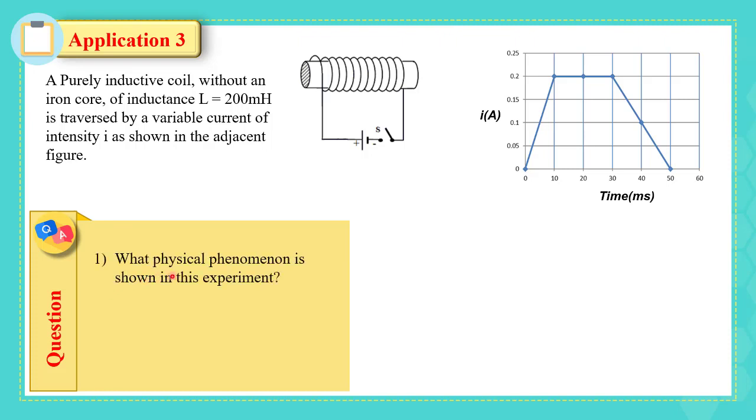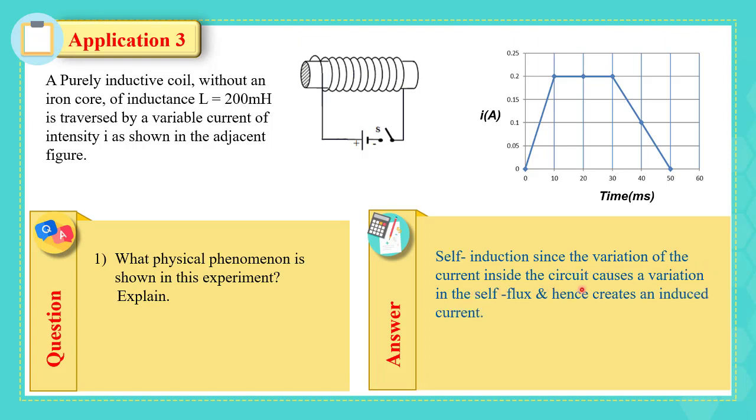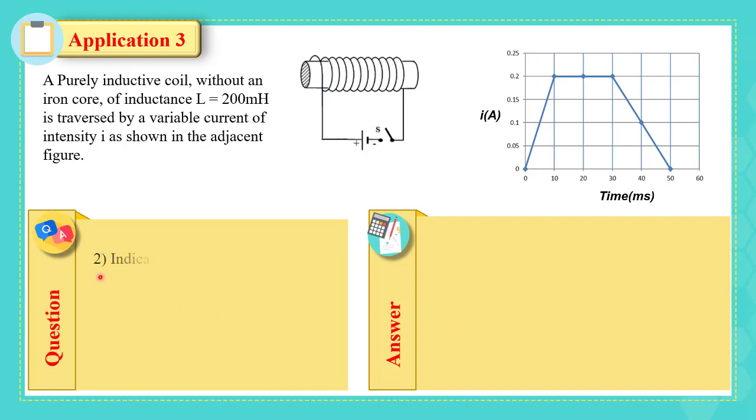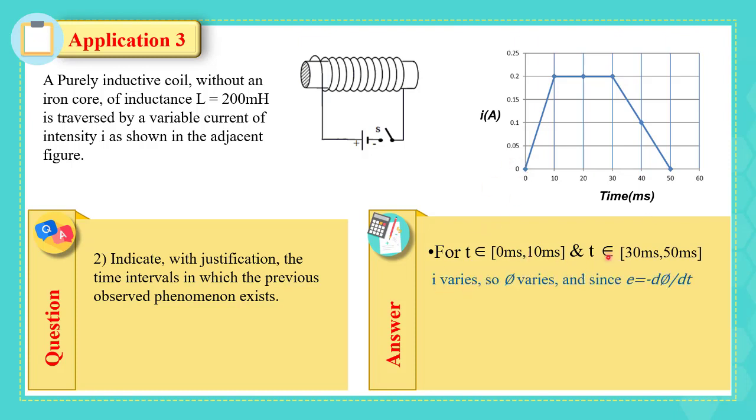Part 1. What physical phenomenon is shown in this experiment? Of course, the answer is self-induction, since the variation of the current inside the circuit causes a variation in self-flux and hence creates an induced current. Part 2. Indicate with justification the time interval in which this phenomenon exists. For t between 0 and 10 milliseconds and t between 30 milliseconds and 50 milliseconds. Since in these intervals I varies, so flux varies, and since E equals minus dflux over dt, E is different from 0, and so self-induction exists.